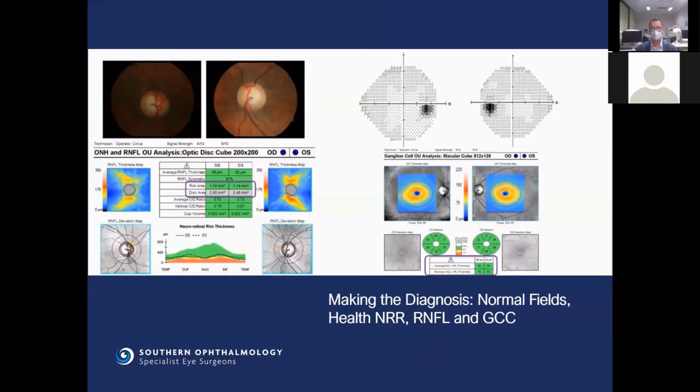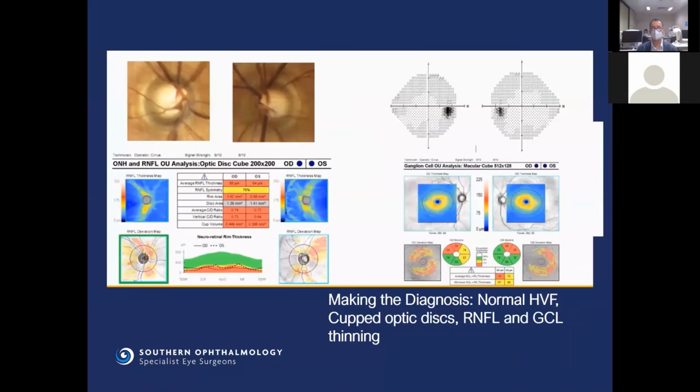The next two cases show two patients, both with normal visual fields. The first case has a normal looking optic disc with a healthy neuroretinal rim, a healthy retinal nerve fiber layer and ganglion cell layer OCT, and most probably has physiological cupping of the optic disc. The second patient, also with normal visual fields, but cupped optic discs, retinal nerve fiber layer and ganglion cell layer thinning, has preperimetric glaucoma. And this stresses the importance of being able to use multiple modalities in making the diagnosis.